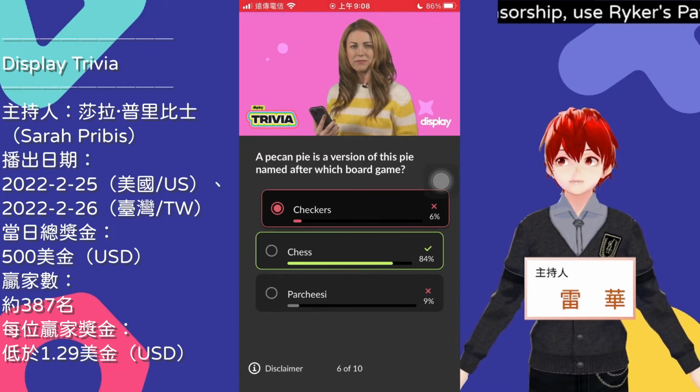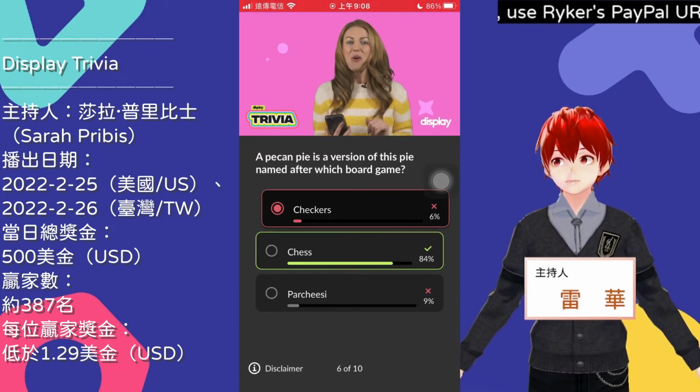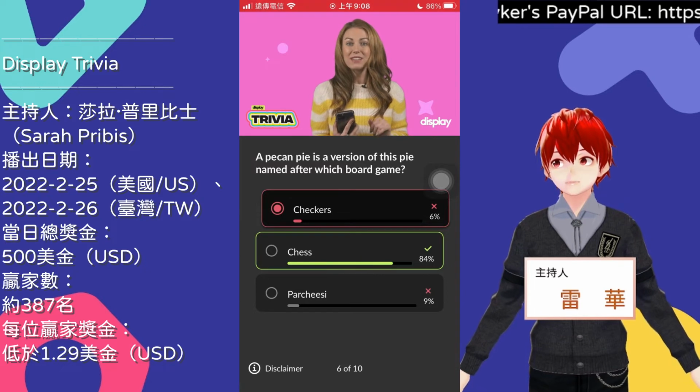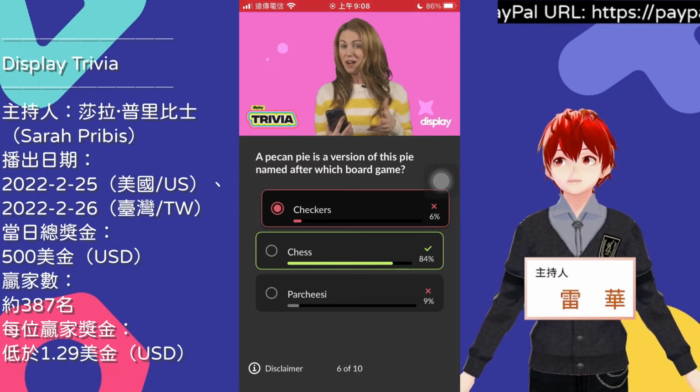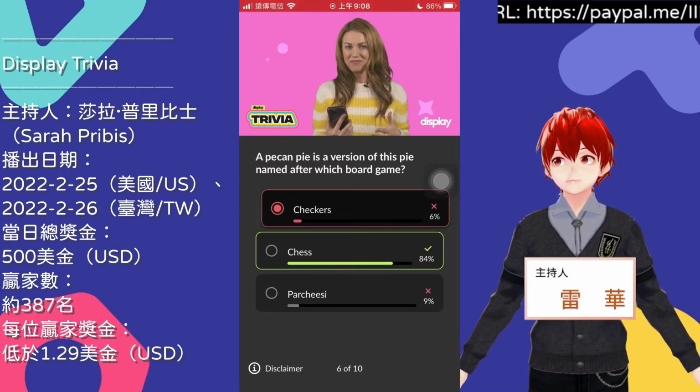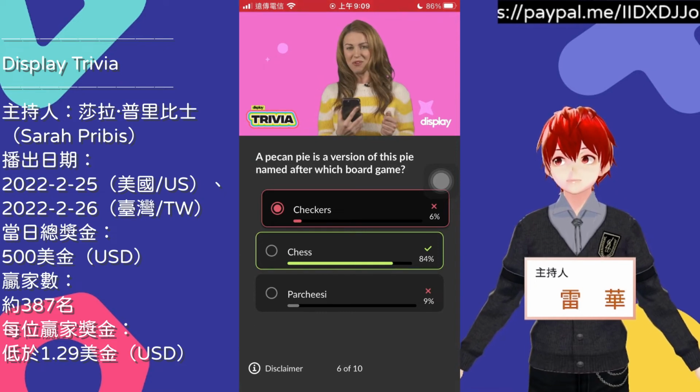Great. Date night saved. Well, I hope you all have your game faces on because the pie that serves as the base for a pecan pie is a chess pie. Checkmate. 84% of you got that.